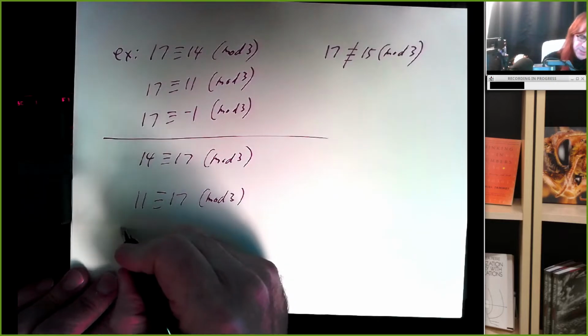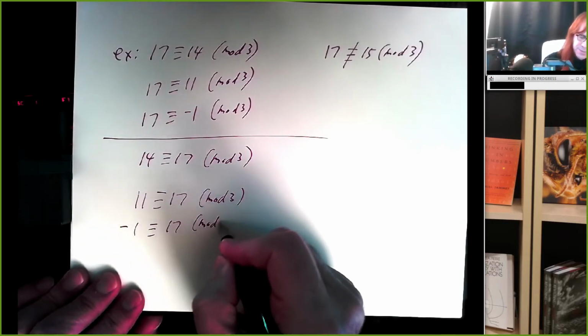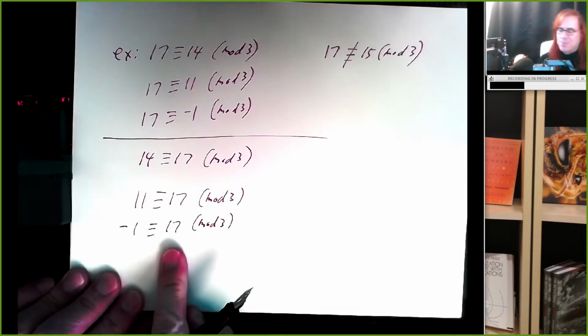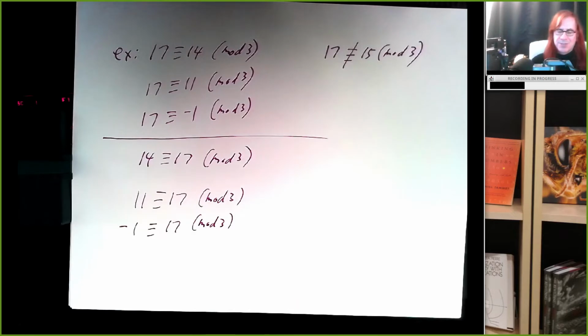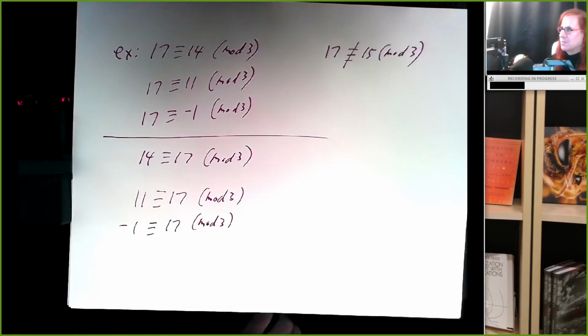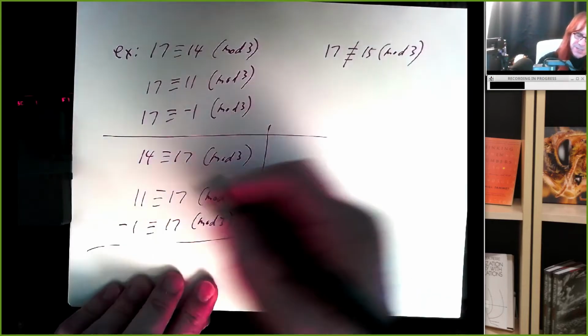And just to push the point a little further, minus 1 is congruent to 17. Because minus 1 minus 17 is minus 18, and that's minus 6 times 3. 3 divides minus 18, so these are congruent. And so you can probably see the generalization of this.